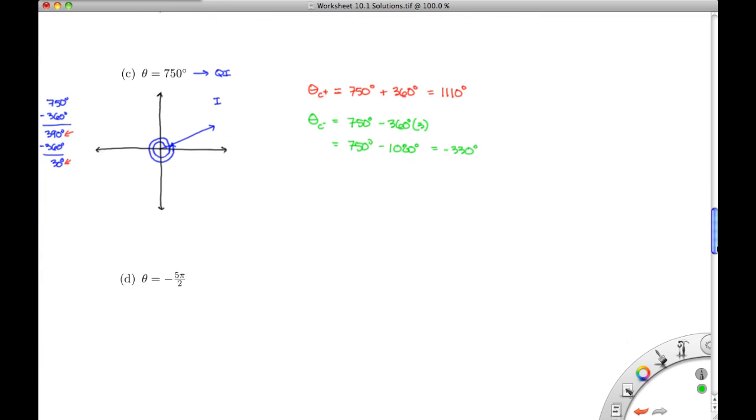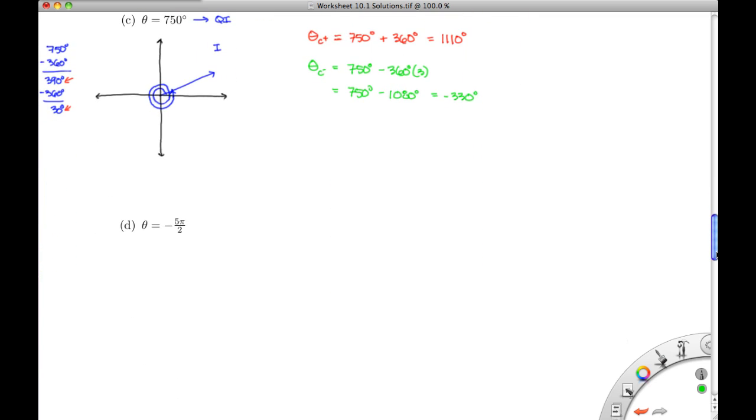And then the last one for this question is negative 5 pi over 2. Again, just if you're having trouble with this and you want to visualize it in degrees, great. If we converted this, we'd end up with negative 450 degrees. So if we go ahead and we sketch this.